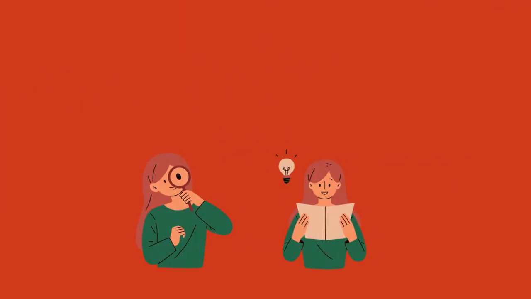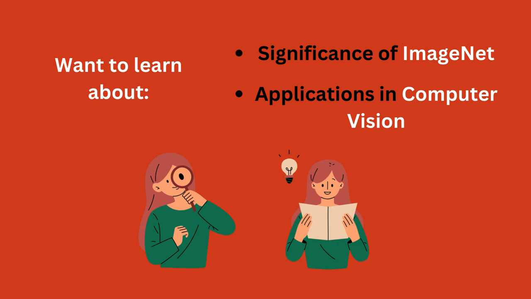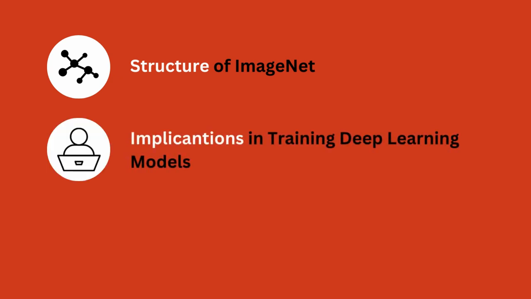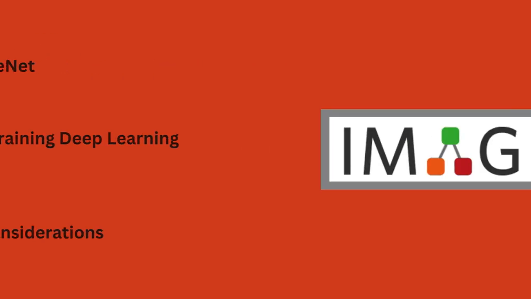If you're interested in data science and want to learn more about the significance of ImageNet and its applications in the field of computer vision, this video is for you. Throughout this video, we'll explore the structure of ImageNet and discuss its implications for training and evaluating deep learning models. Moreover, we'll examine the challenges and considerations associated with working with ImageNet, including issues of bias, diversity, and model transferability.